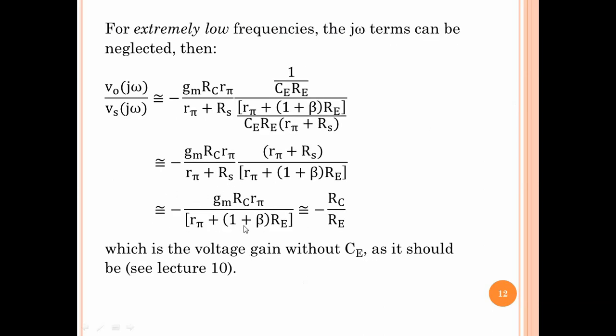And then we had said that in the denominator R pi can be ignored compared to beta RE, and then gm R pi is beta, so beta cancels, and you get minus RC by RE. So we've seen this before. So this is the expression of the voltage gain of the circuit without CE, and it should be like that. So this reduces to an expression without CE at very low frequencies.